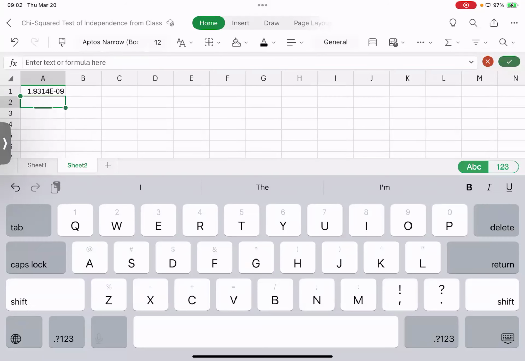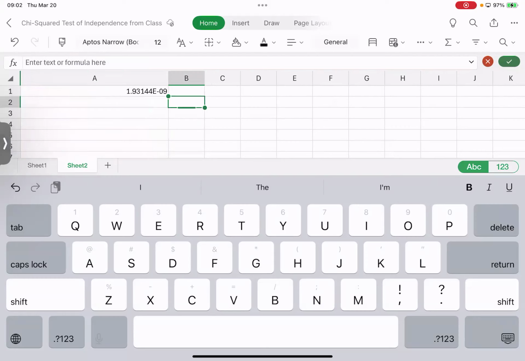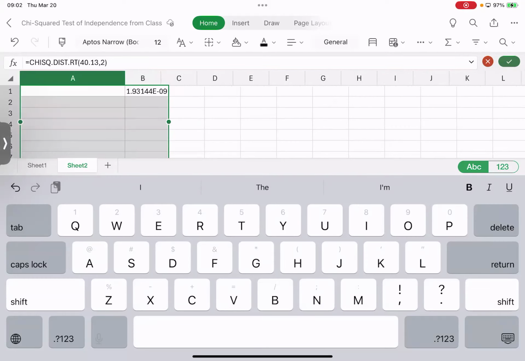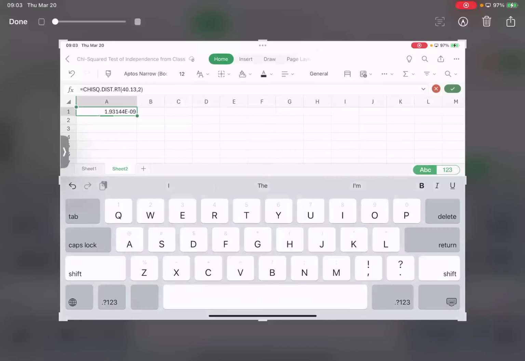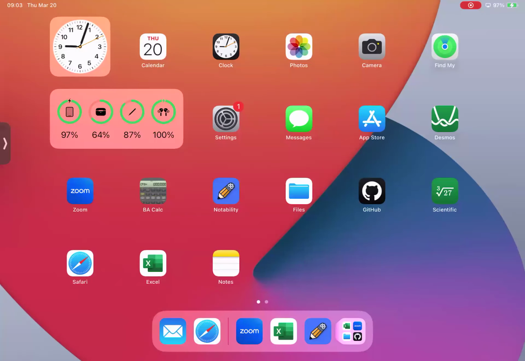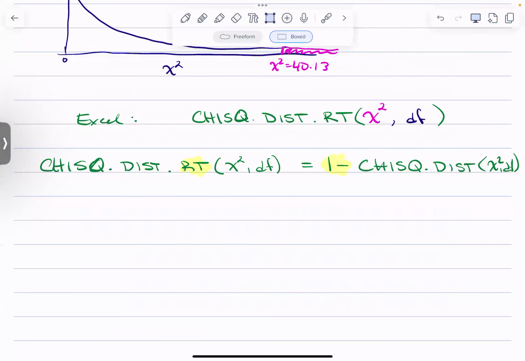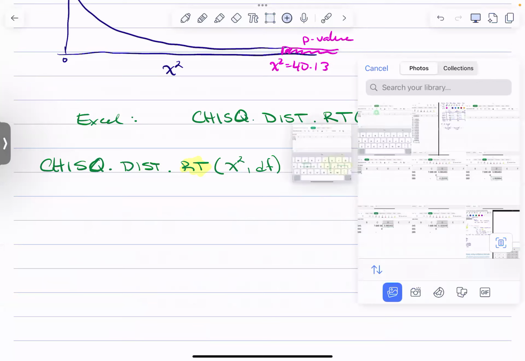Itty bitty. Can I make it show? No. I have to deal with that scientific notation. That's okay. I'll screenshot this. Bring it in.